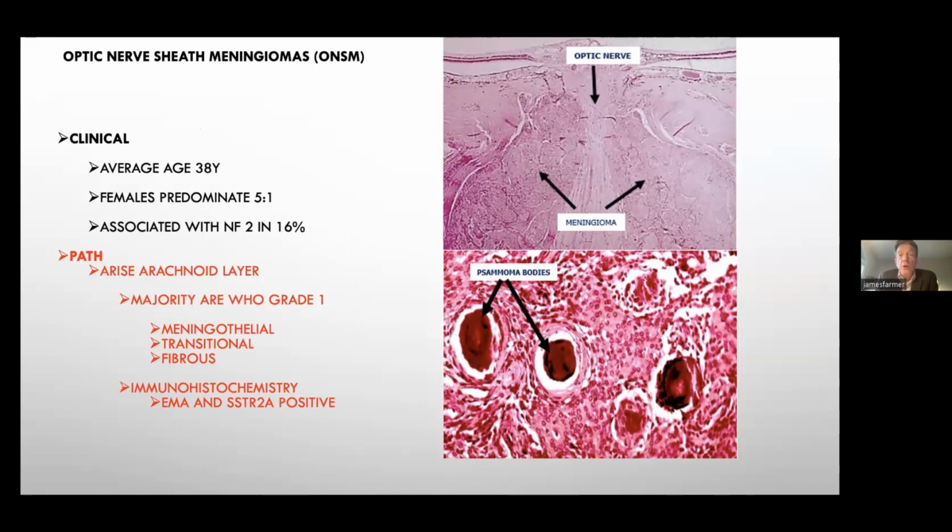Its average age is 38, more common in women. It's associated with neurofibromatosis 2, especially when it presents in young children. The majority are WHO grade 1, meningothelial or transitional. The positivity for EMA and SSTR2A is characteristic of meningioma. But this is another thing that the ophthalmologist will diagnose clinically, and then a biopsy will often be done to ensure that it is not something different. So that's an optic nerve sheath meningioma.